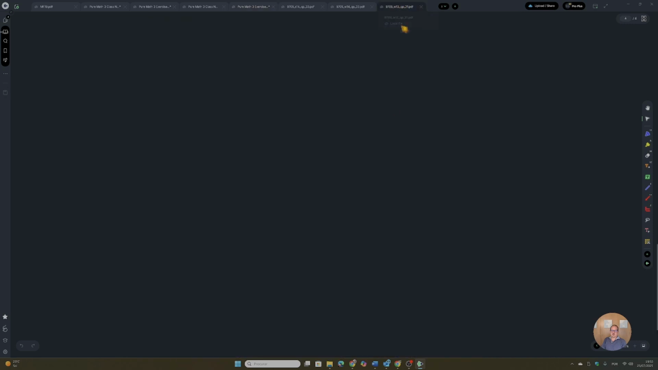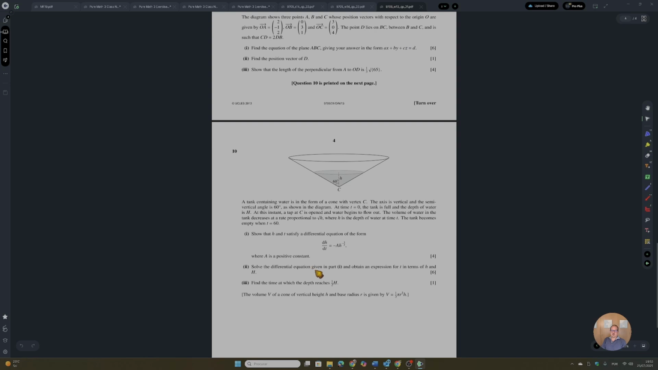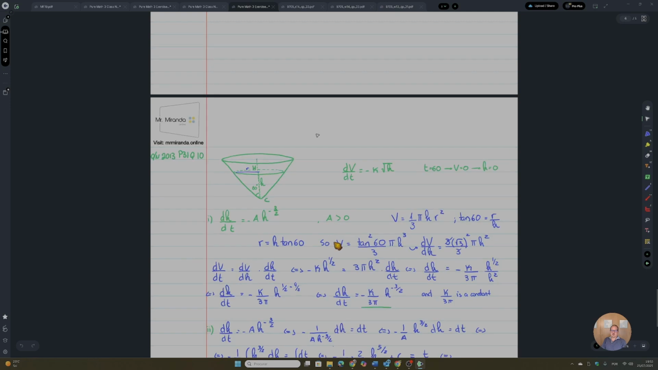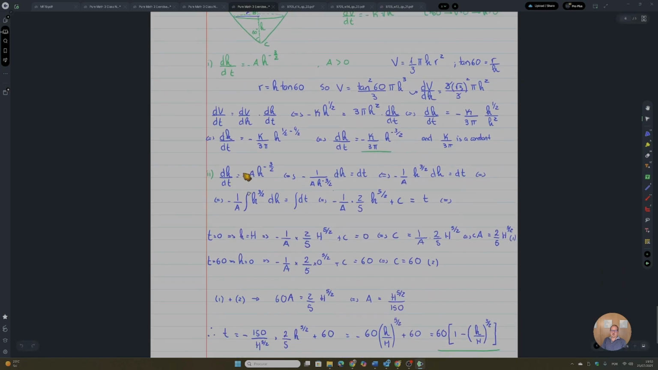Now, solve the differential equation given in part 1 and obtain an expression for t in terms of h, small h, and big H. Let's now solve this. All right, so you have here an expression in terms of lowercase h. You have to get rid of that dt, sending it to the other side. Don't forget that a is a constant. We already know what it is. Okay, so all of this goes to this side. The dt goes to the other side. I can simplify this and write it like this.